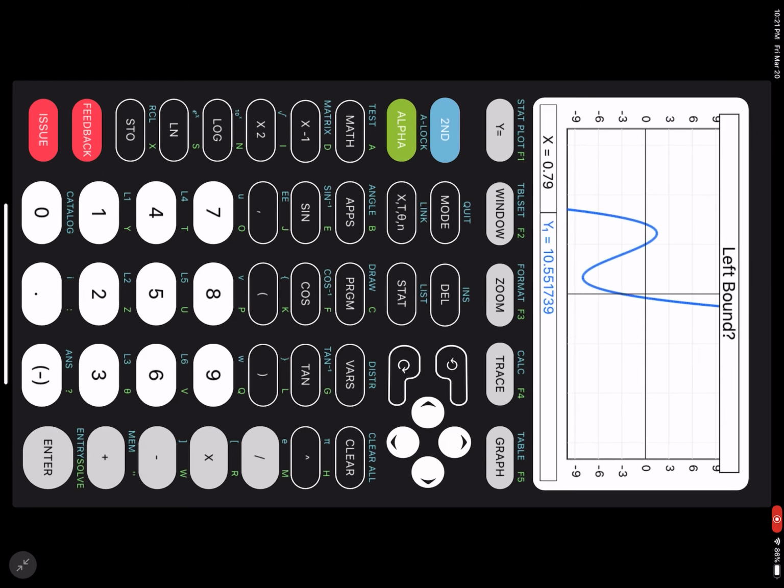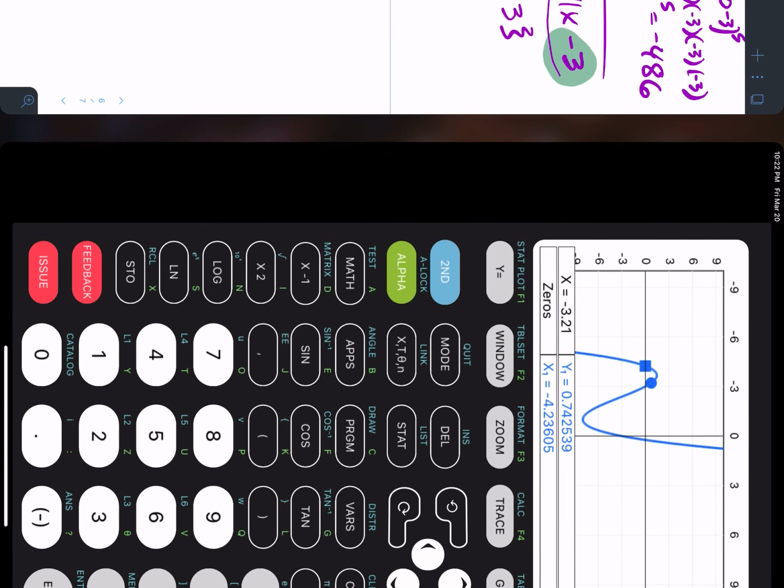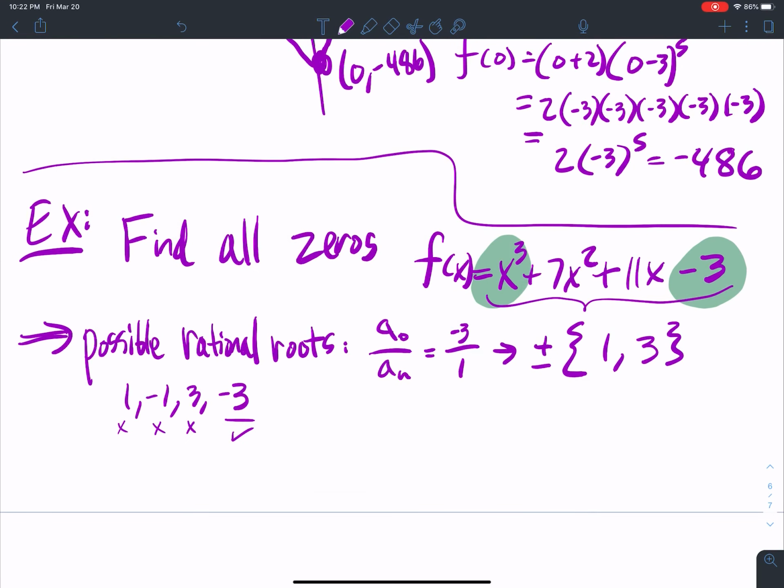So I want to go left bound. Let's go to the left side, over here. And then I'm going to go to the right side. I can't go too far. If I go too far, I won't get the one I'm trying to find. So this looks like a nasty one. X equals -3.21. Yikes, right? So we may want to write that down, but that's not going to be good enough for us. -3.21 maybe? I can't even remember.